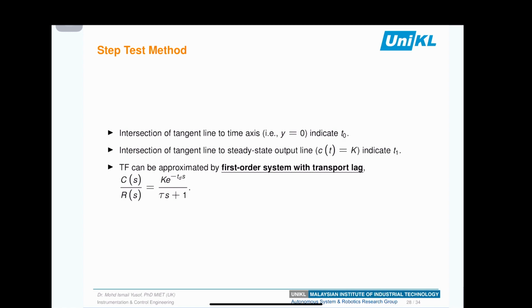And from the time constant and time delay, we can then construct the first order system with transport lag, which is given by the transfer function C(s) over R(s), normally written as K times exponential of minus time delay s over tau s plus 1.